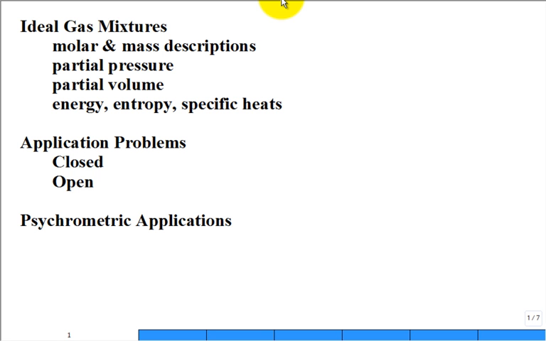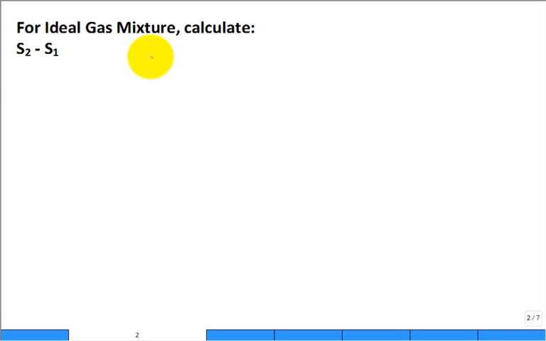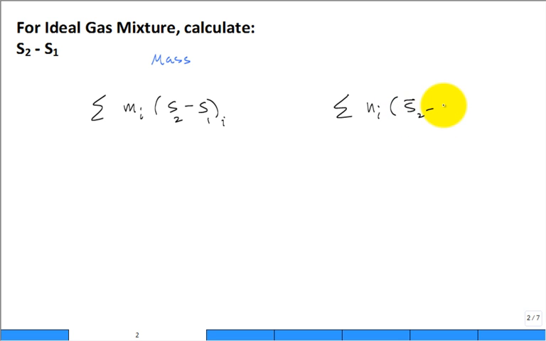So last time we introduced the ideal gas model, we covered a lot of basics, but I didn't cover enough applications. You can either do the change in entropy for an ideal gas mixture on a molar basis or a mass basis. With the mass basis, you'd have the sum of the masses of the individual species times the change in the entropy, S2 minus S1, or on a molar basis, we have the sum of the number of moles times S bar 2 minus S bar 1 of i, summed over all the components.